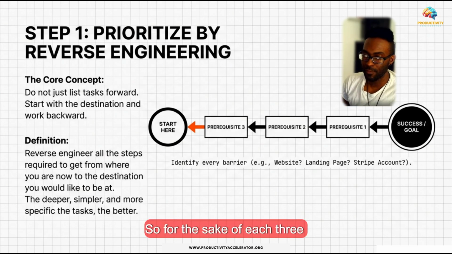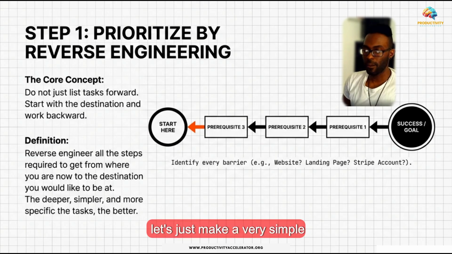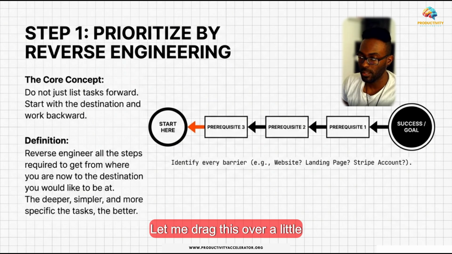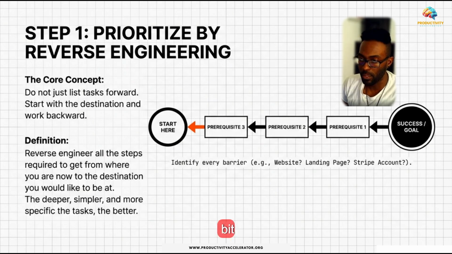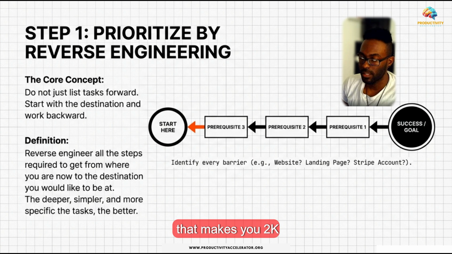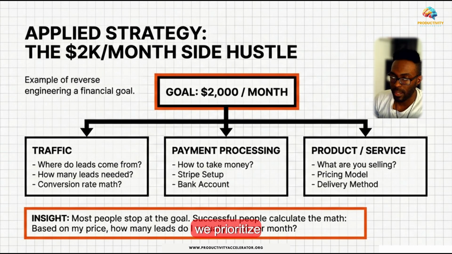So for the sake of these 3 Ps, let's just make a very simple goal. Your goal is to start a side hustle. Let me drag this over a little bit. Your goal is to have a side hustle that makes you an extra $2K a month. How are we going to do that? First of all, we prioritize.